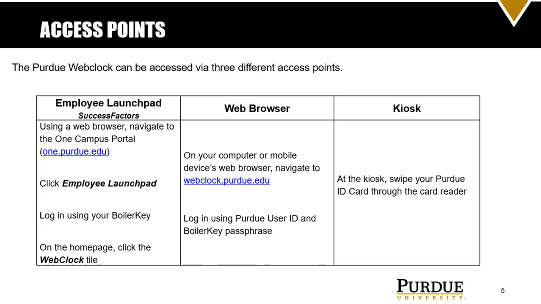The next access point, Web Browser, is available on any Internet-enabled device. This includes mobile devices. To access the Webclock via web browser, navigate to webclock.purdue.edu. Log in using your Purdue user ID and boiler key passphrase. The final access point is Kiosk. The Kiosk access point allows individuals to swipe their Purdue ID card through a card reader attached to an iPad.